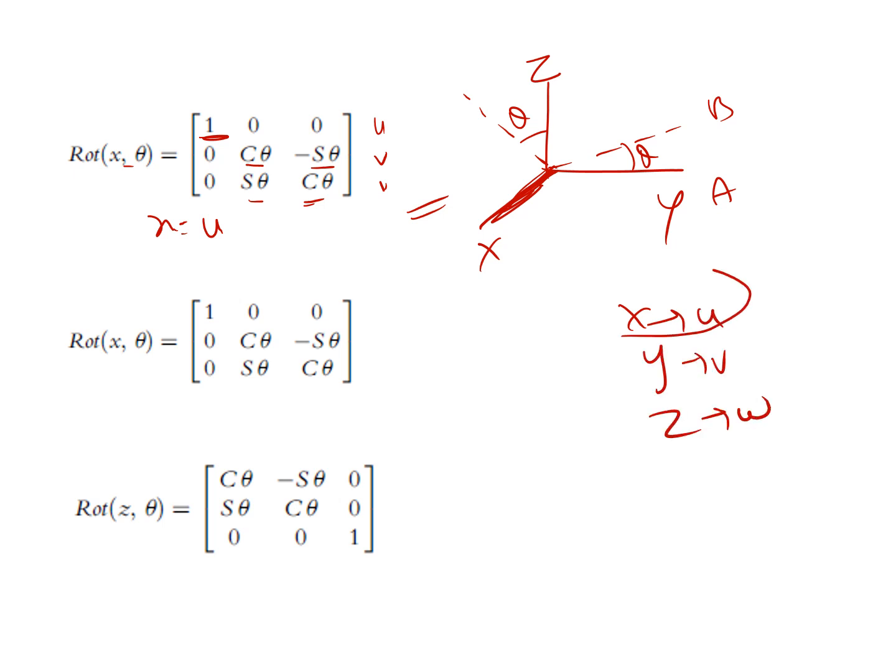Since it is an x-axis rotation, x equals u. And then what is y? Y equals, you can multiply this. So this 0, so it is v cos theta minus w sin theta. Likewise, z equals v sin theta plus w cos theta. So this is with respect to the x-axis.